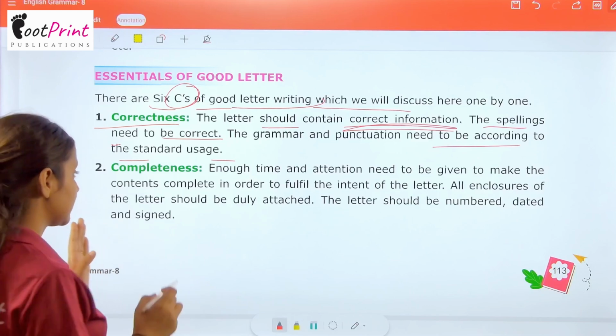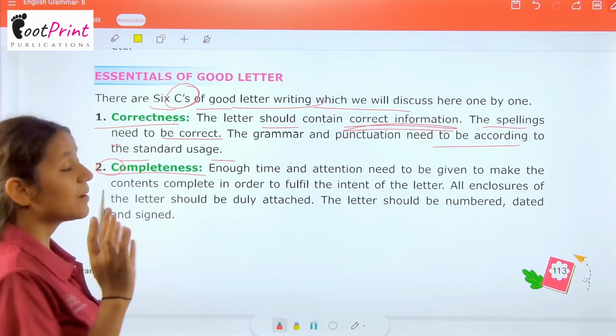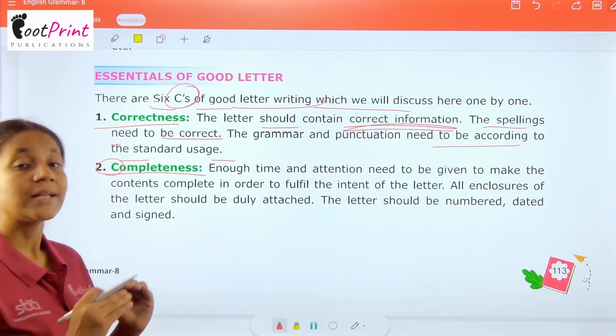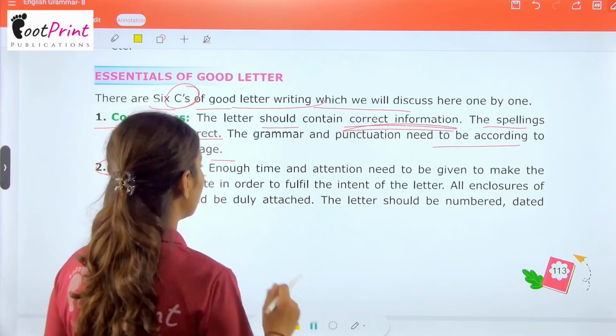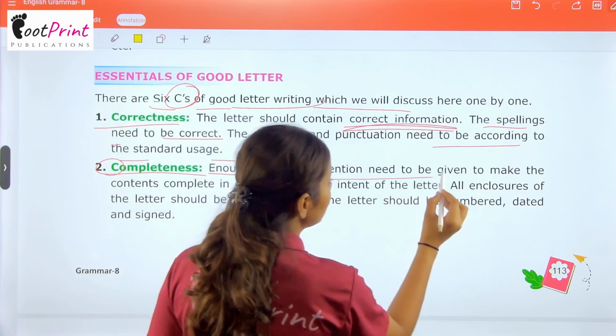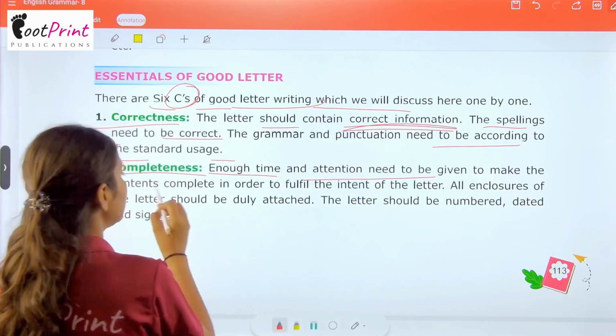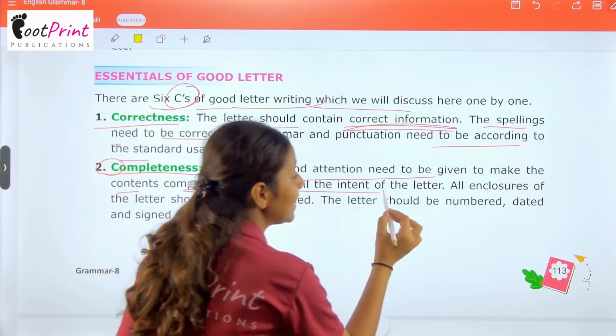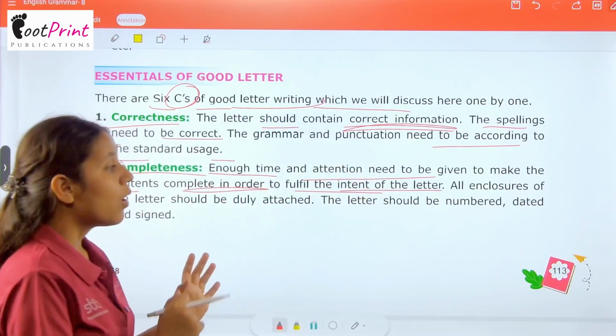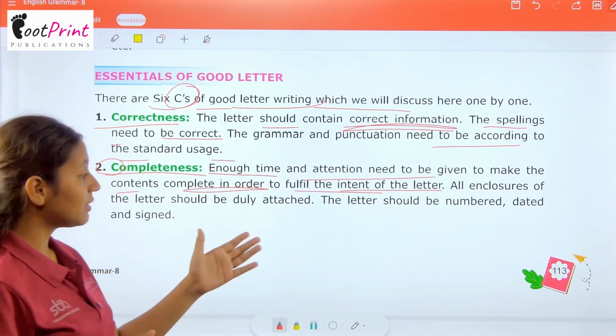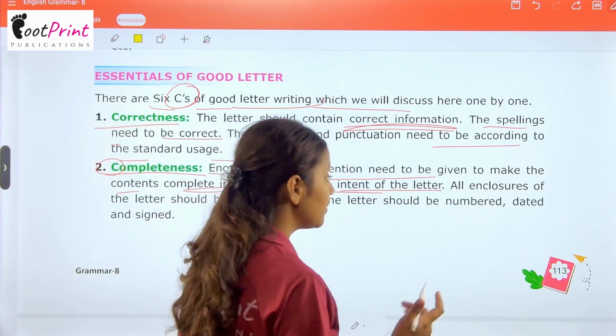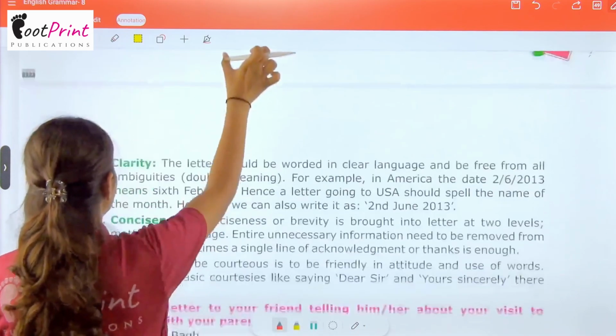Now completeness. The second C refers to completeness. It should provide complete information. Enough time and attention need to be given to make the content complete in order to fulfill the intent of the letter. All enclosures of the letter should be duly attached. The letter should be numbered, dated and signed.